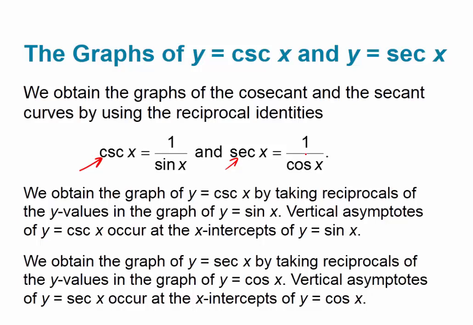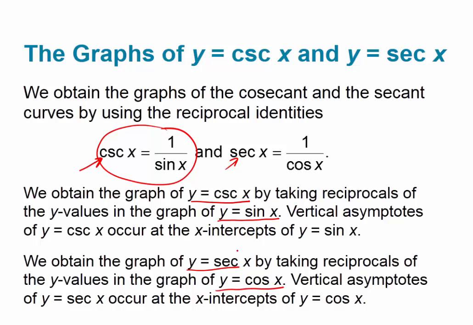So in order to make these graphs, we start out by just graphing a quick sketch of the sine of x if we're going to graph the cosecant of x, since cosecant is equal to 1 over sine of x. If we're trying to graph the secant of x, we start out by just graphing a brief sketch of y equals cosine of x.